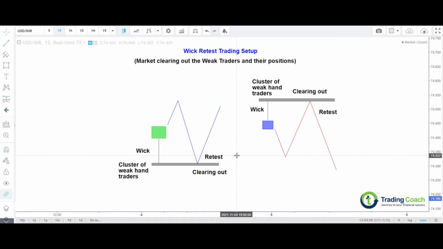So once you find this particular trading setup, the probability of this setup is very good, and you will be able to capture a very good risk reward. So that's how this wick retest trading setup actually works. This is the basic concept. So now we have understood the theoretical concept.